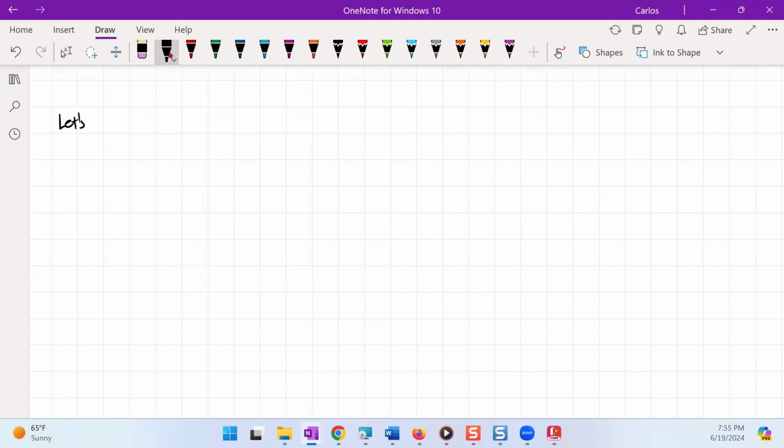Let's first define electric flux. So in other words, this is going to be the definition of electric flux.